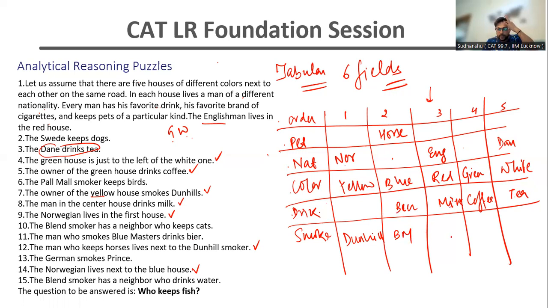Now I can't put a blend smoker here because none of the people here are drinking water. So this must be incorrect, right? So therefore, let us correct our mistake. The Dane drinks tea. Let me put it here. So if the Dane drinks tea, then I have utilized this. And now the blend smoker has a neighbor who drinks water can be clearly put into place.